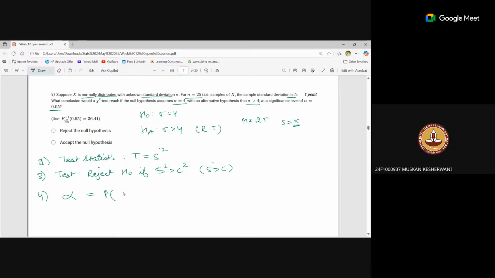Just tell me what is the first thing. First step. It will be: reject H naught if S square is greater than C square, given sigma equals 4. Correct?